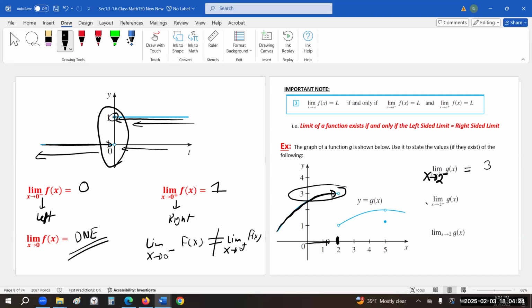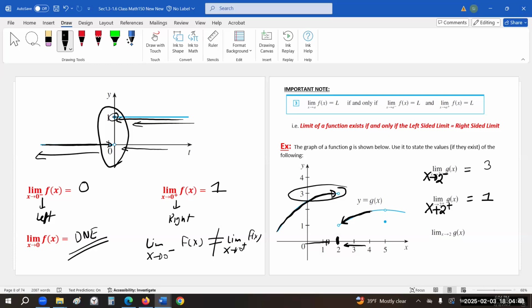The next one is asking the same question, but this time you're walking from the right side. So you're walking from the right side on the x and you're observing the y. So if you're observing the y for the x value 2, great. It's 1.